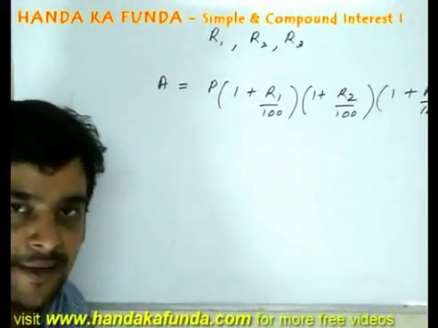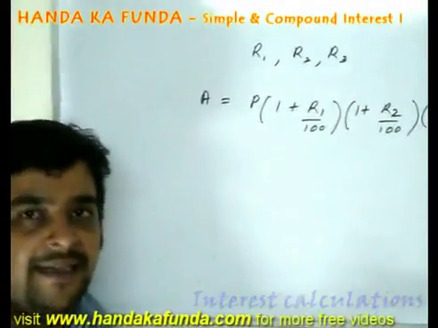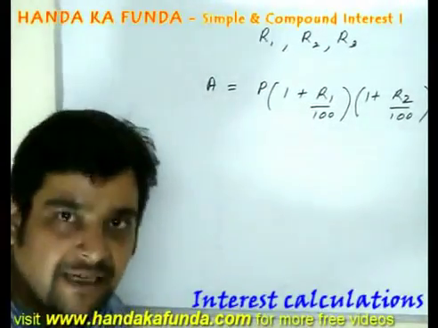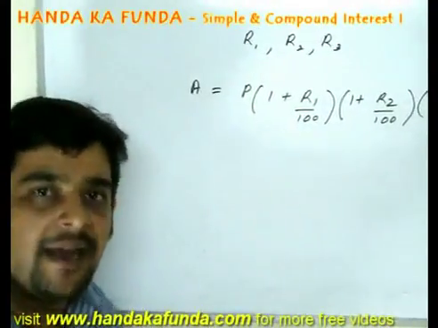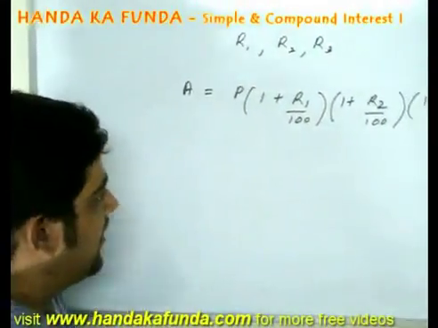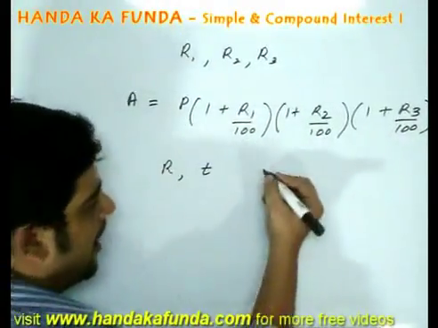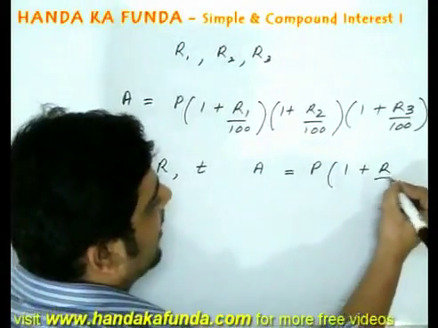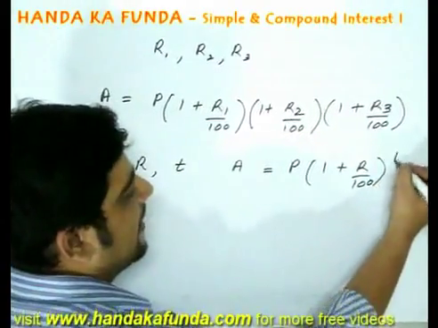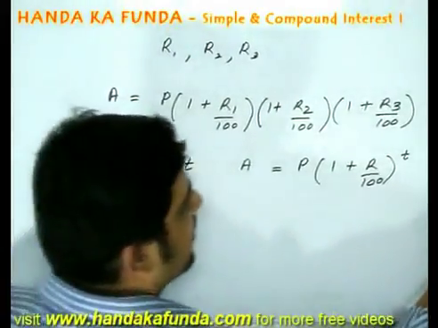There are a few other cases as well. For example, if the interest is calculated every half year or every quarter, half yearly or quarterly, then how will our formula change? If my rate of interest is R for a period of T years, amount is given by P into 1 plus R by 100 to the power T. That is provided it is compounded annually.